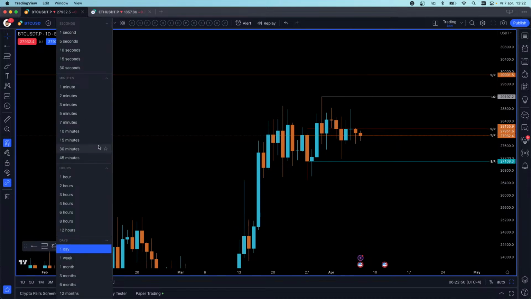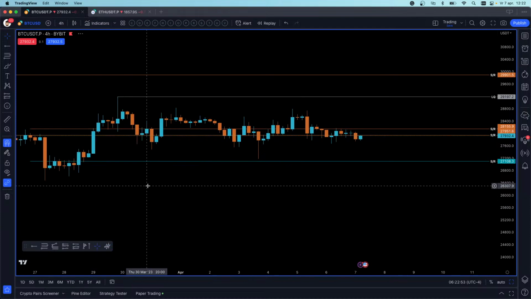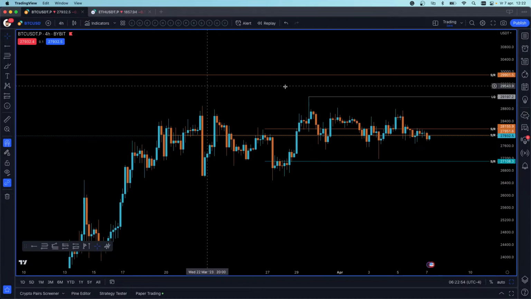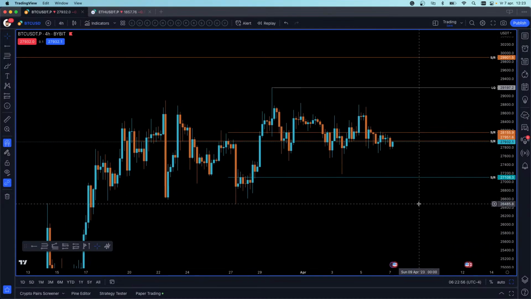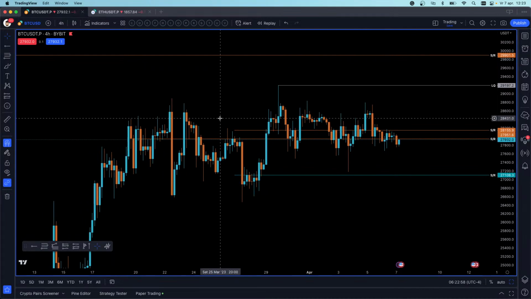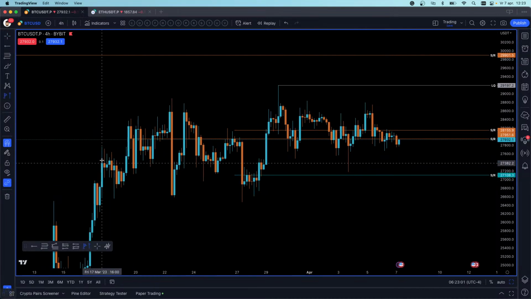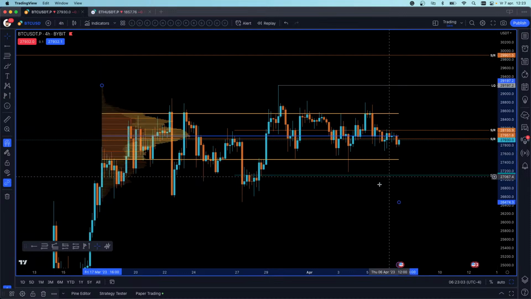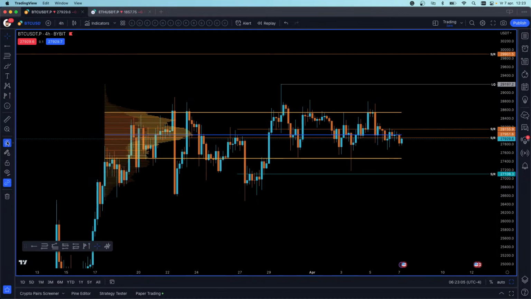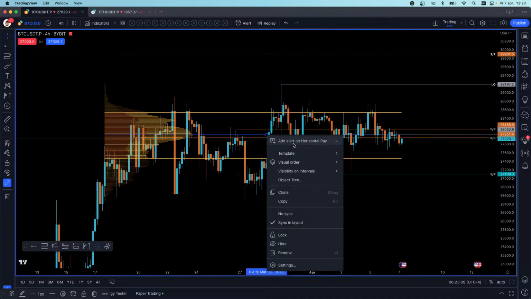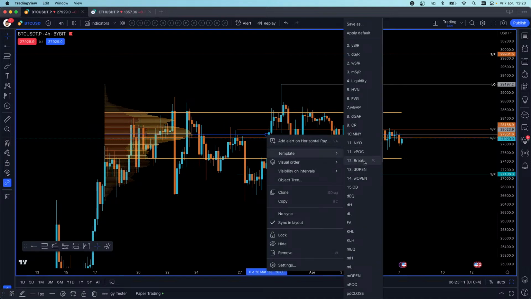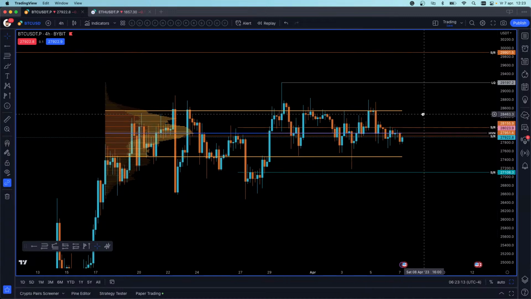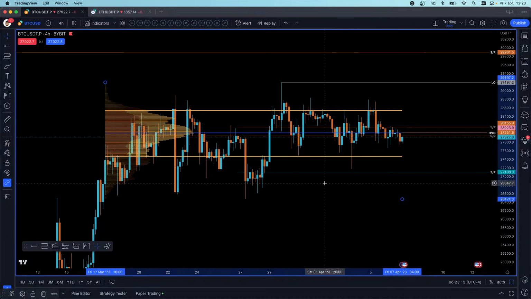Then I go on a 4-hourly chart. Because it's really tight, you can't really trade off the daily chart. We are in a range, so then you can use the fixed range volume profile. And basically, the first thing that I see is a high volume node here. This is the point of control. Add that one to your chart as well.